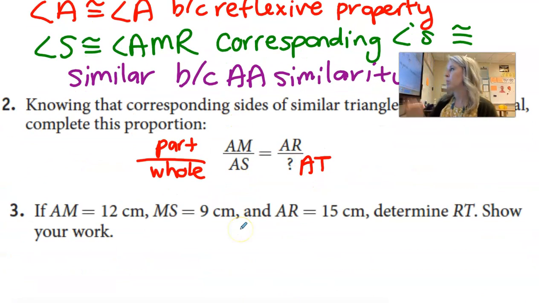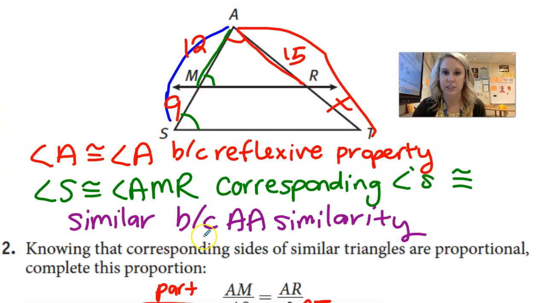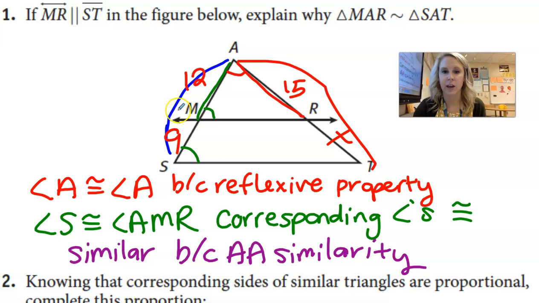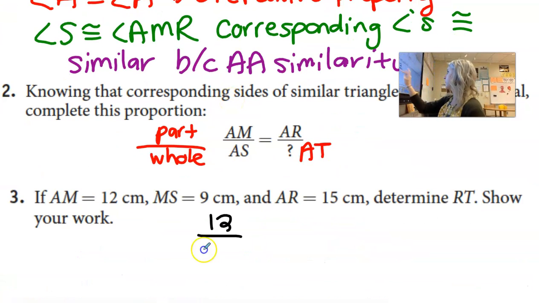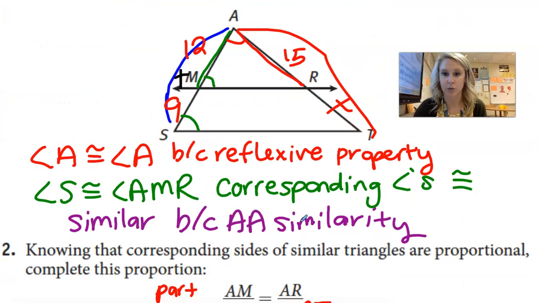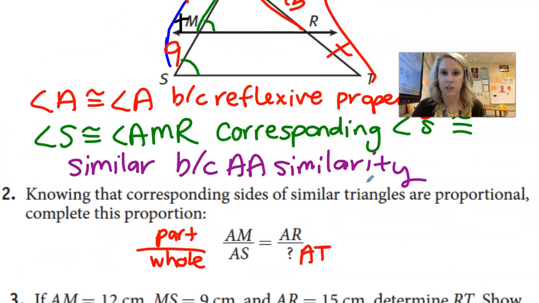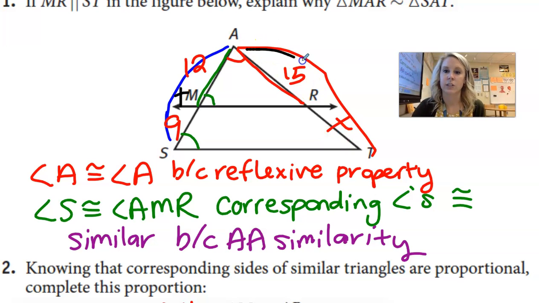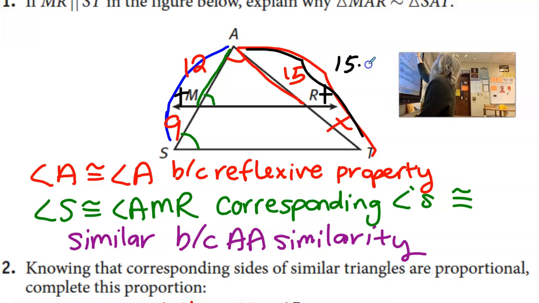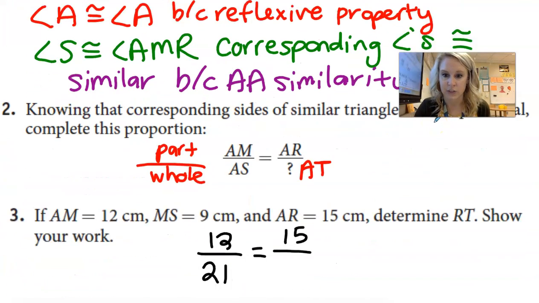So let's start off with part, which was 12, over the whole entire thing, which is A to S. So if I want to find the whole thing, I have to add my two side lengths together. So 12 and 9 is going to be 21. So part over whole equals my part, which was 15, over my whole. And this is where it gets tricky because for the whole entire thing, I have to add these two together. So it's going to be 15 plus x.